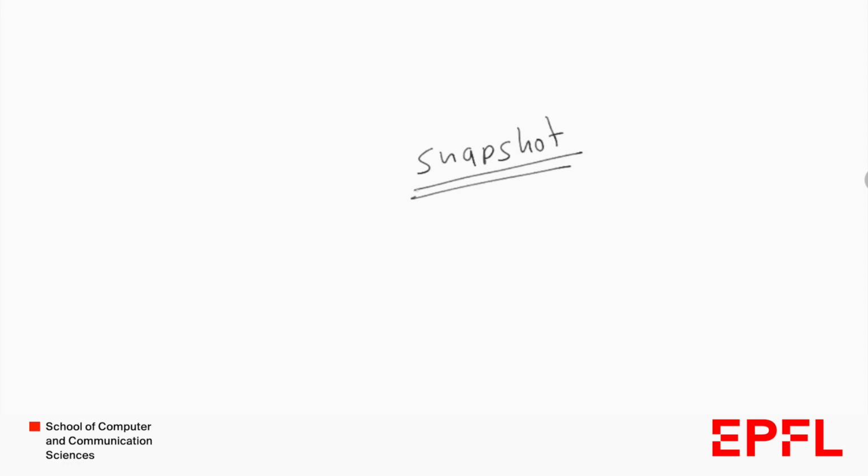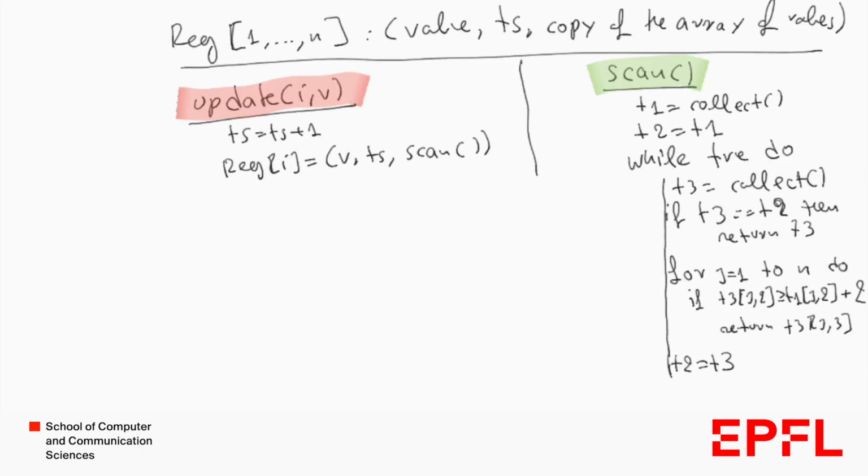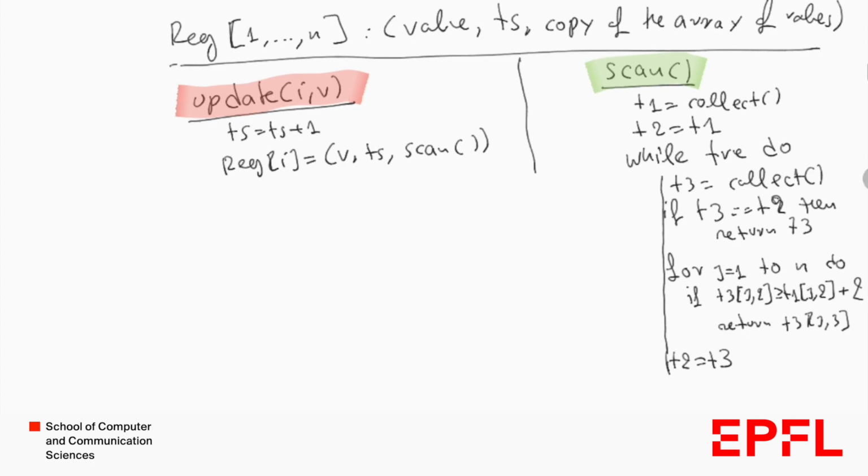In this video, we're going to see the snapshot object, but with a slight modification. So this is the wait-free snapshot algorithm you've seen in class. You have this array of registers, and each position in this array contains a value, a timestamp, and a copy of the array of the values.